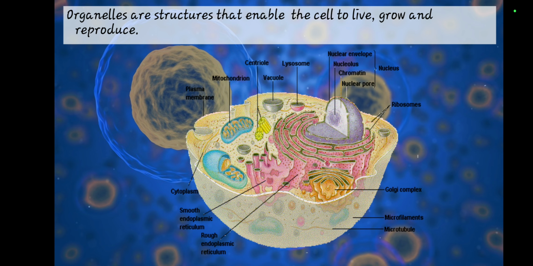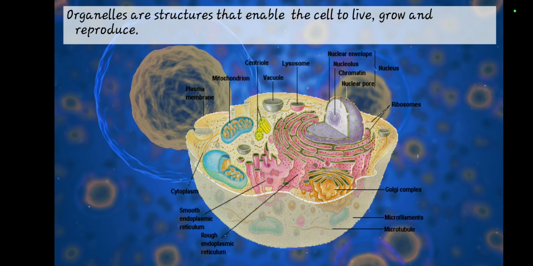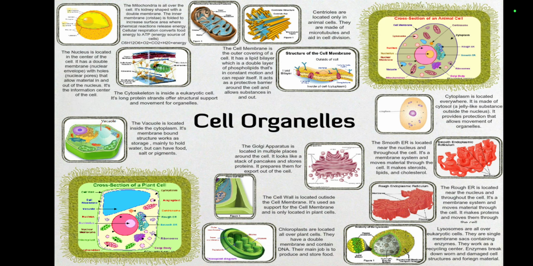We will unlock some terminology, some locations of different parts of the type of the cell. So that's why it's called cell organelles. Parts of the type of a cell, or parts of eukaryotic and prokaryotic cells, are called cell organelles. These are the structures that enable the cell to live, grow, and reproduce. So that's why it's called cell organelle.